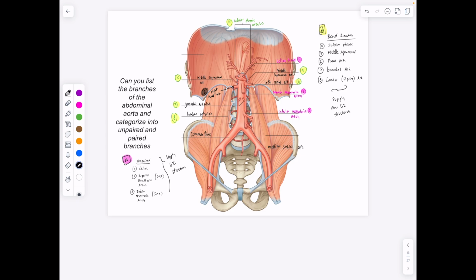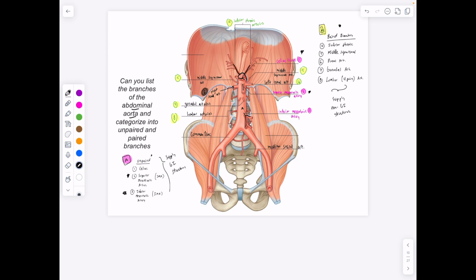All right, can you list the branches of the abdominal aorta and categorize them into paired and unpaired branches? So we know that the abdominal aorta is coming under the median arcuate ligament of the diaphragm, and we have a number of unpaired branches. Those are the celiac branch, we can see coming out here. Then we have the superior mesenteric artery, which is our second unpaired branch, and then down here we have the inferior mesenteric artery, IMA.